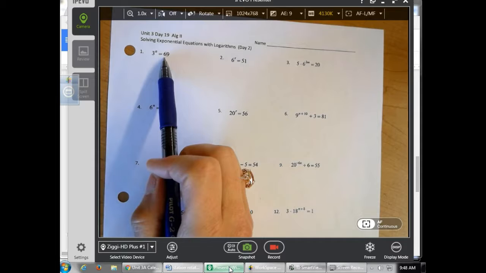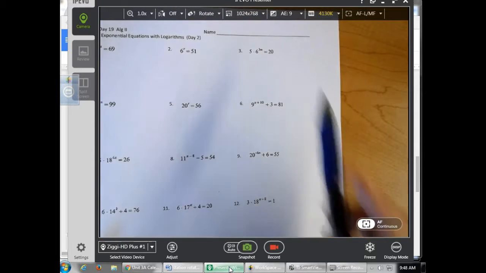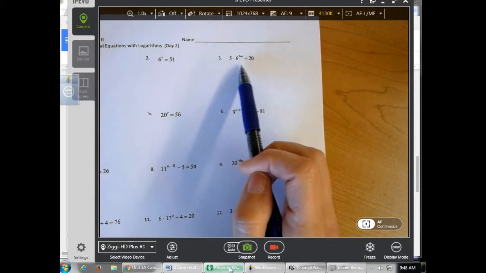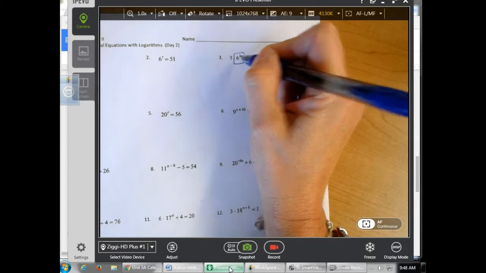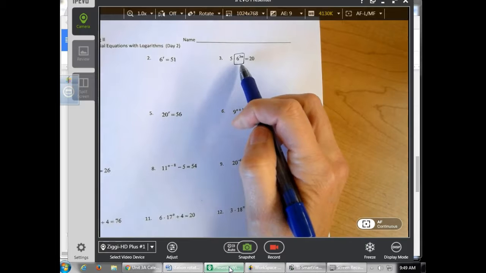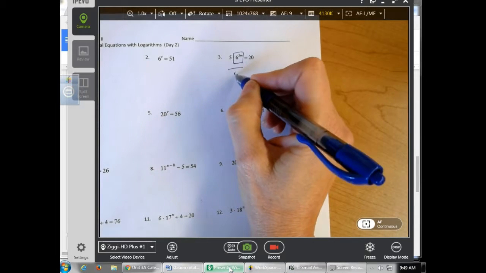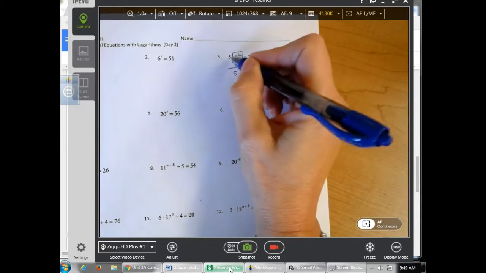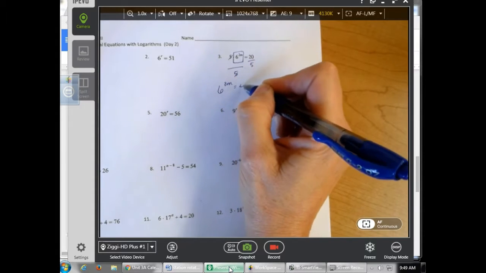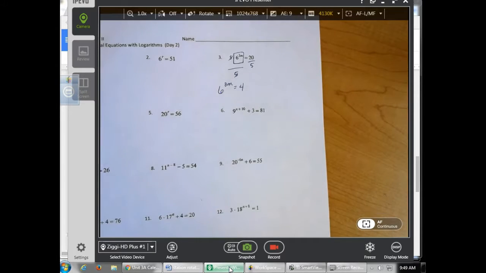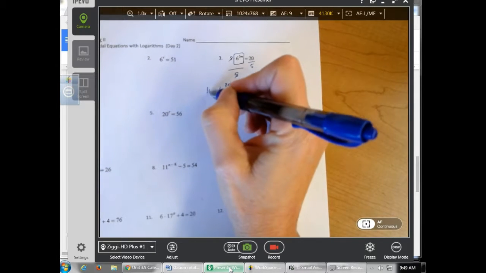So I'm going to go to some that are a little bit more complicated. Let's look at number 3 here. If you look at number 3, the power itself is this 6 to the 3m. So I have to get that all by itself. So I'll divide both sides by 5. And I will end up with 6 to the 3m is equal to 4. And at this point, I can now take the log of both sides.